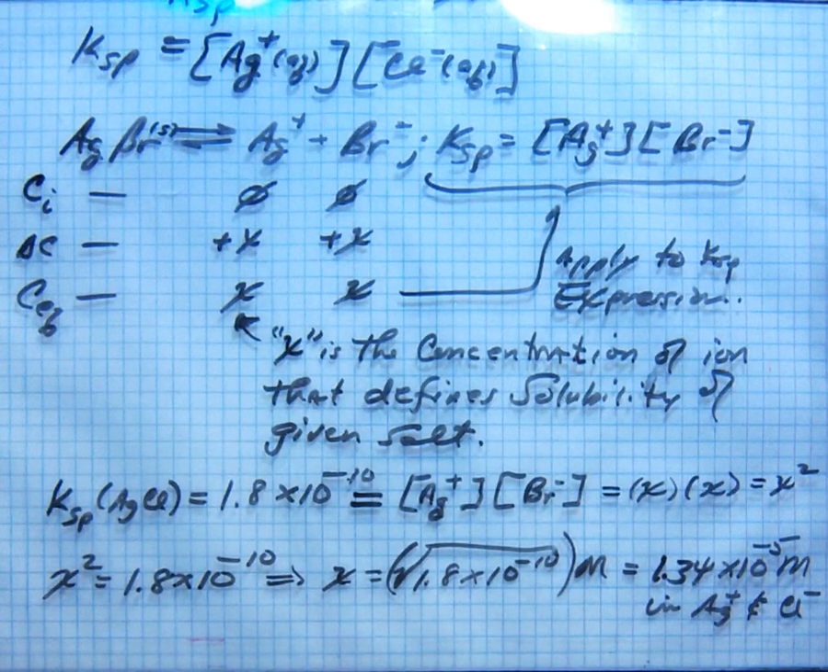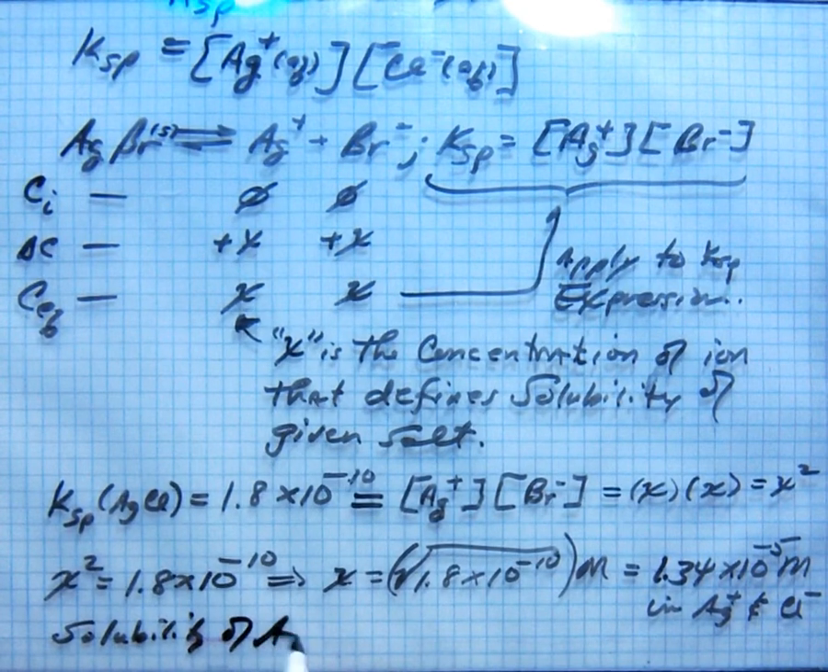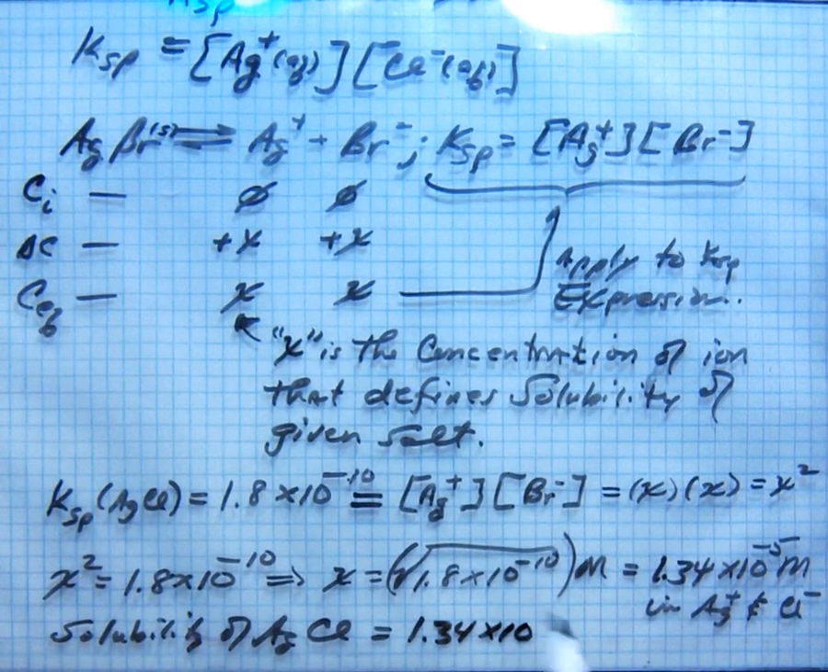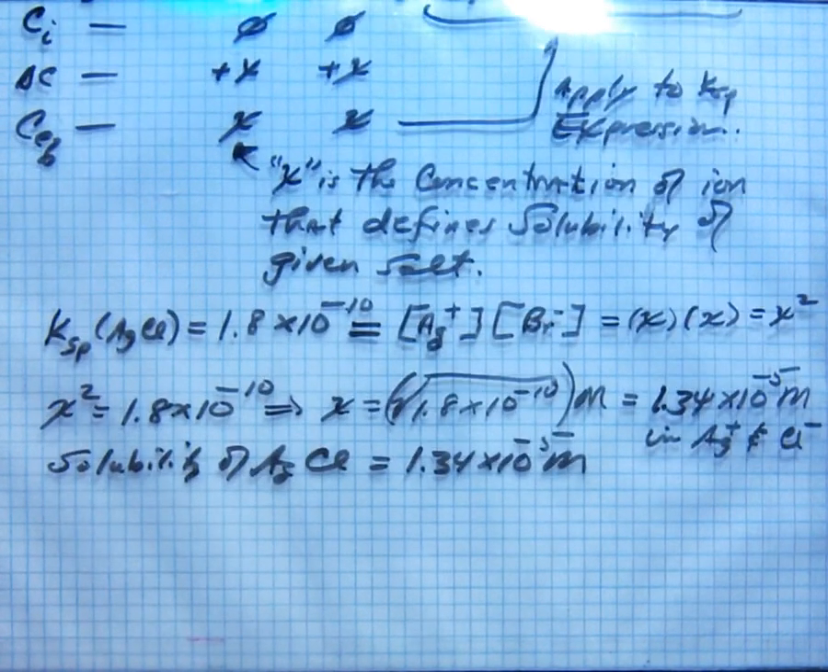It's also interpreted as the solubility of silver chloride is equal to 1.34 times 10 to the minus 5 molar. So 1.34 times 10 to the minus 5 mole per liter of silver chloride will deliver 1.34 times 10 to the minus 5 mole of silver and 1.34 times 10 to the minus 5 mole of chloride. All right, that is a 1-to-1 reaction ratio.